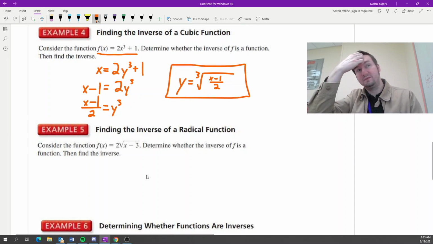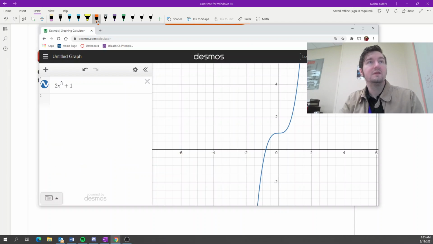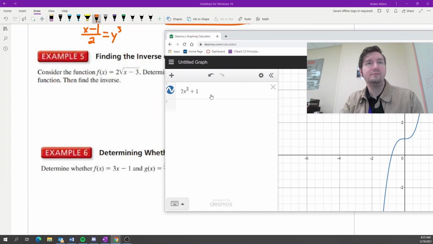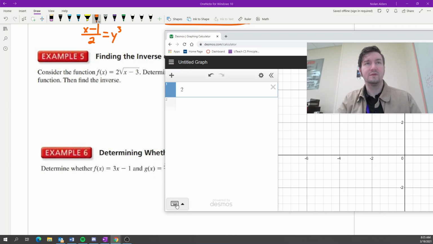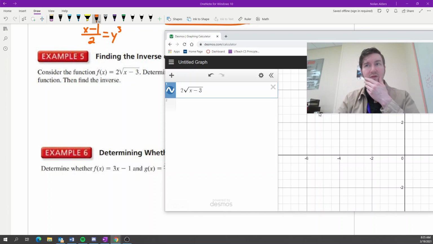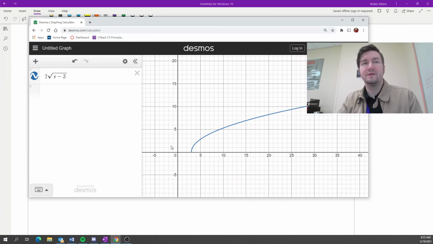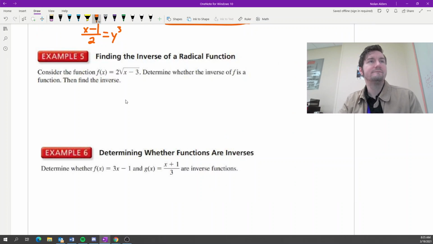And then finally, we're going to determine whether the inverse of this is a function. So let's try that out. Let's type it in. So we got 2 square root x minus 3. Okay, let's look at this function. Is there anywhere on this function where a horizontal line will cross more than once? And it doesn't look like there is. So this will have an inverse. Let's find the inverse.